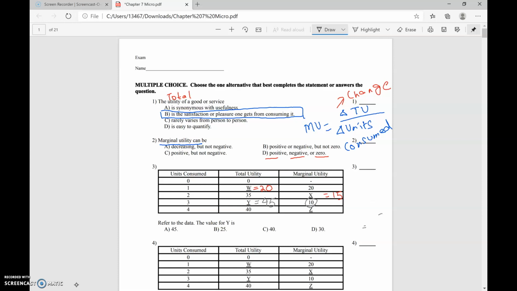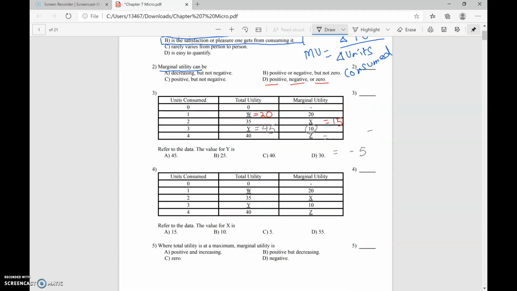The next number I have here is Z, and Z is equal to 40 minus 45 over 4 minus 3. So Z is equal to negative 5. Okay, so I can just write here this Z is equal to negative 5.